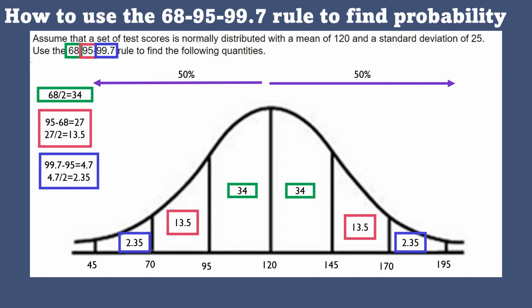Now there's one last bit. We know that this should add up to 100%, which means we still have a little bit more because we only went to 99.7, which means there's 0.3% left. But more than that, we have to split it into 2 because this is symmetric. And so now we're able to use those three numbers, 68, 95, and 99.7, to write down a lot of the numbers and show the probabilities throughout this entire distribution.